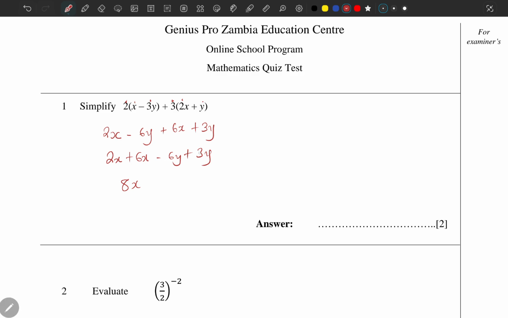So between 6 and 3, 6 is bigger. And what sign is 6 having? Negative, meaning our answer automatically will be negative. Then you subtract them, it will be 3, then y. So this becomes your final answer.